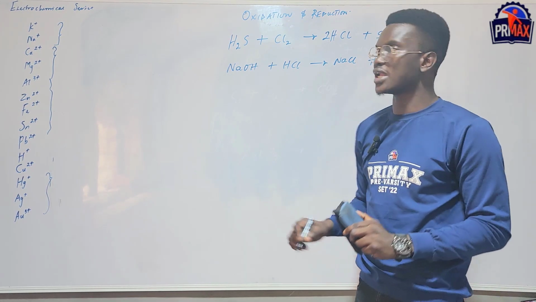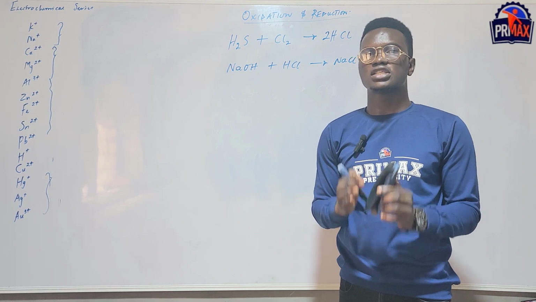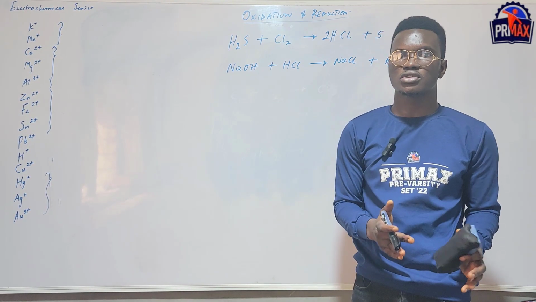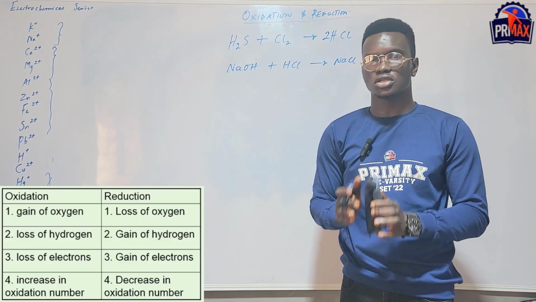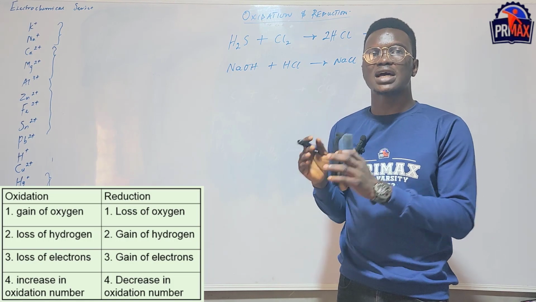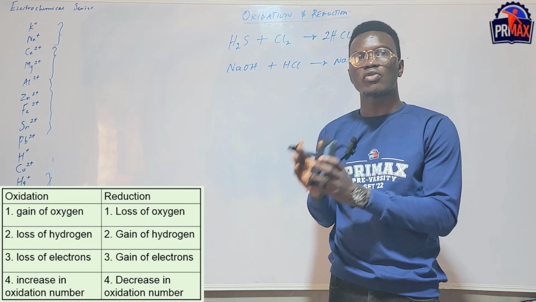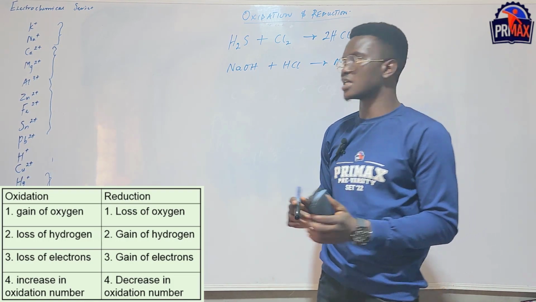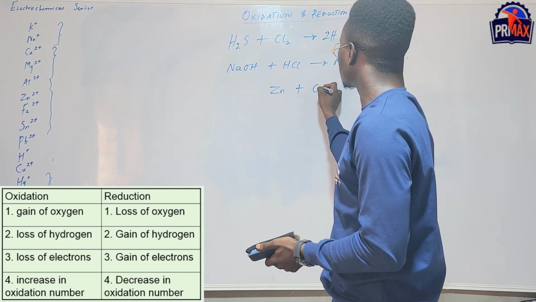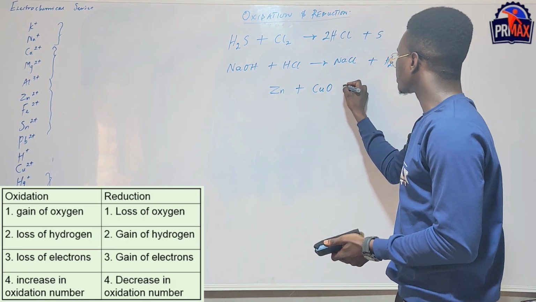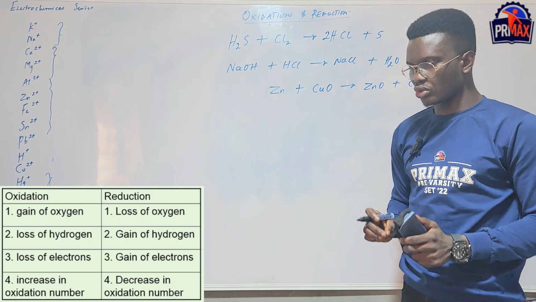Now, before we move to that level, let's look at what we call oxidation and reduction. There are different definitions we give for oxidation and reduction. One: oxidation is the addition of oxygen to a substance, while reduction is the removal of oxygen from a substance. For example, if I have Zn plus CuO to give ZnO plus Cu.